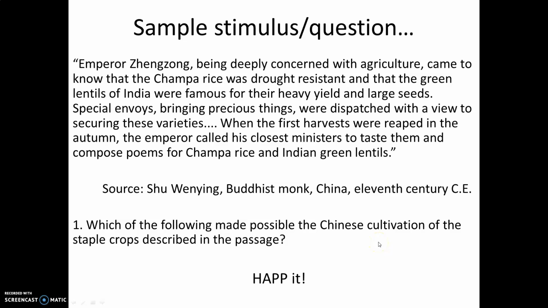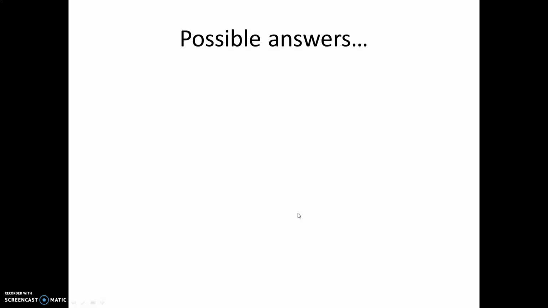Now here's a sample stimulus and the question that would go along with it. We have 1 paragraph reading. Always HAP it first. So look at the source. We have the author, their position, where they're from, and when it was written. Which of the following made possible the Chinese cultivation of the staple crops described in the passage? What made it possible? Reasoning process. This is causation. So again, take the time to HAP it first.